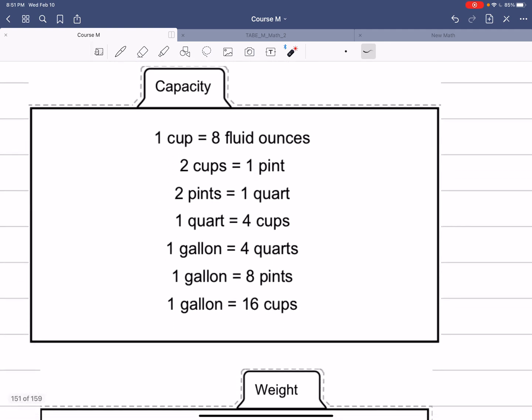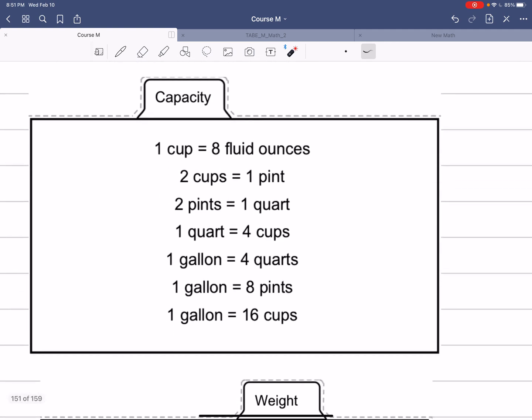The next one is capacity, which is used to measure volume, how much something will hold. I want to call your attention to this word fluid. There is a difference between an ounce and a fluid ounce. For capacity, we're looking at fluid ounces. 8 fluid ounces equal 1 cup.